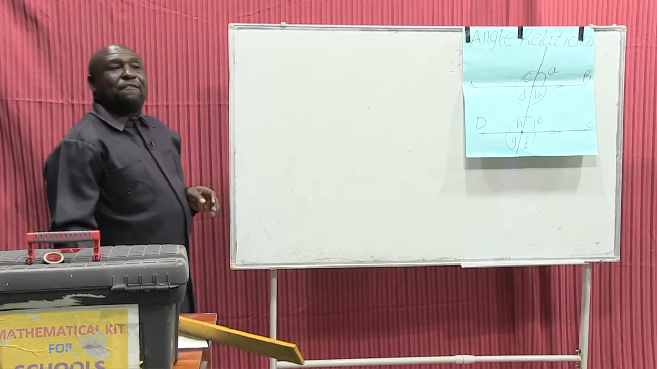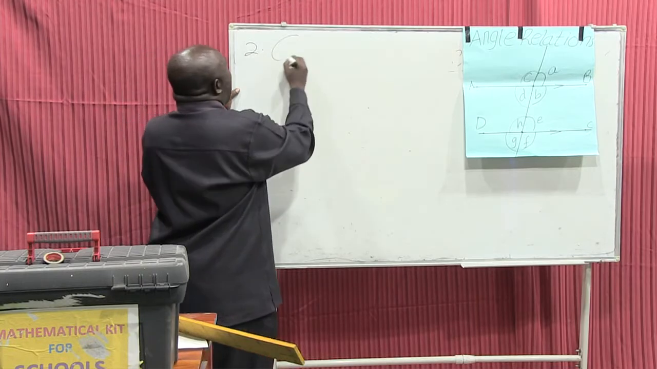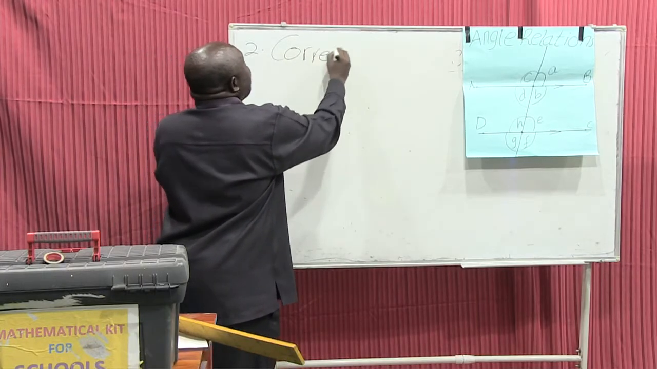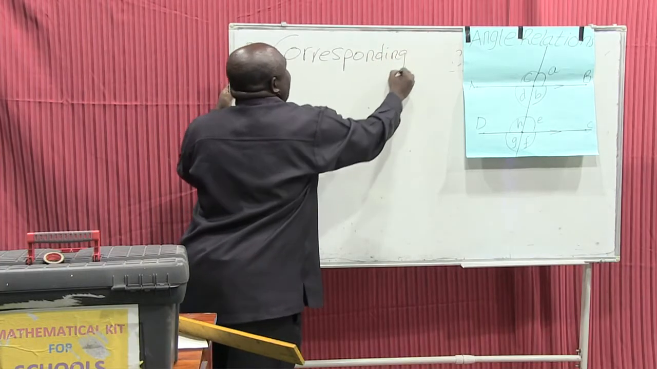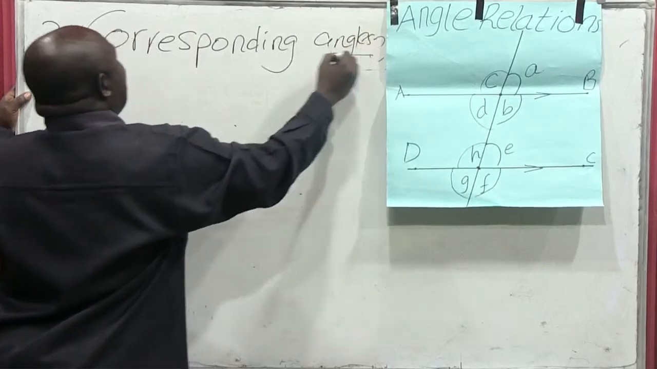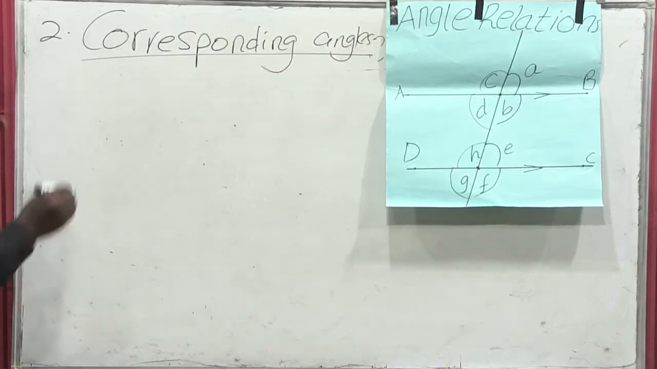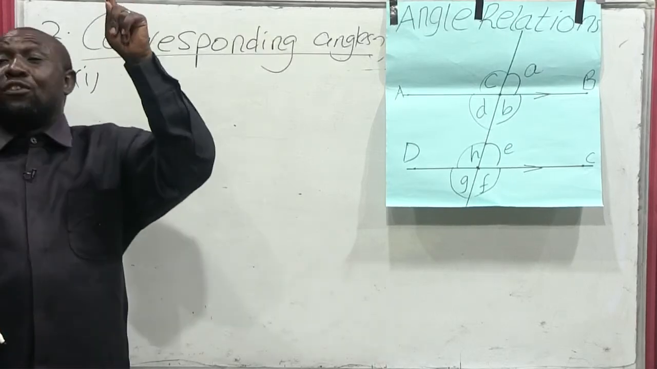Let's look at the very, very important one, the second one. We call it corresponding angles. Now let us look at the features, characteristics of corresponding angles.